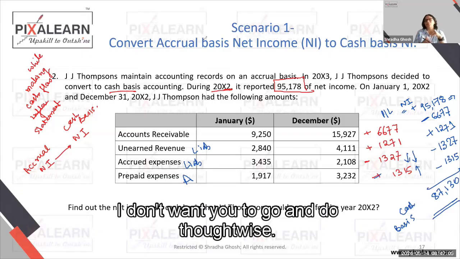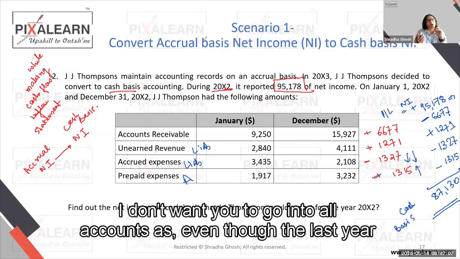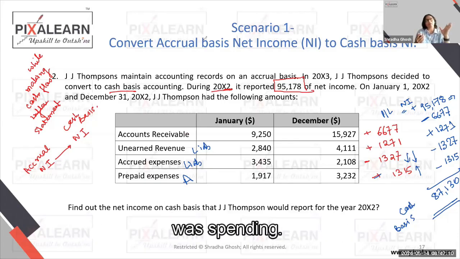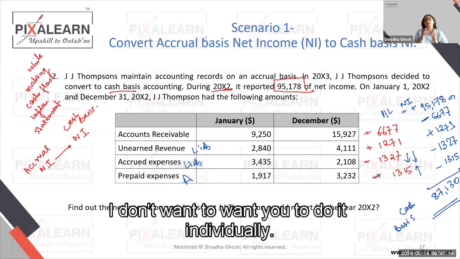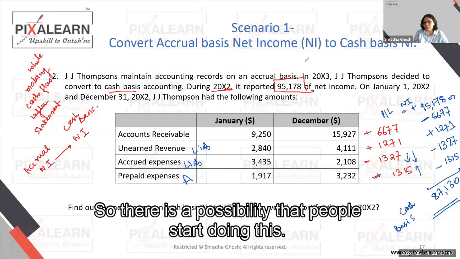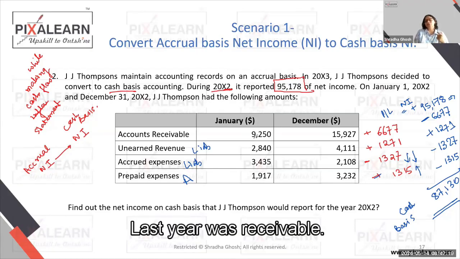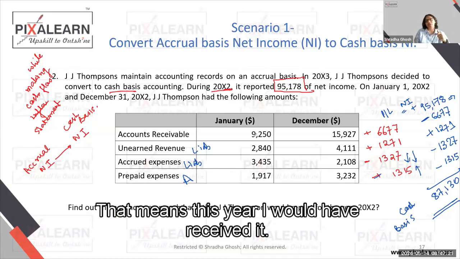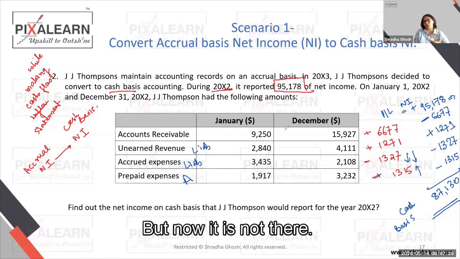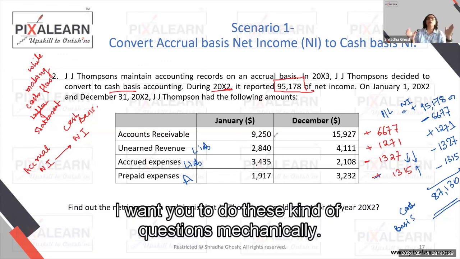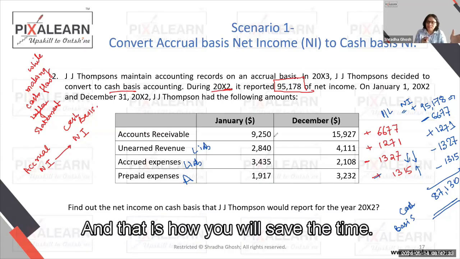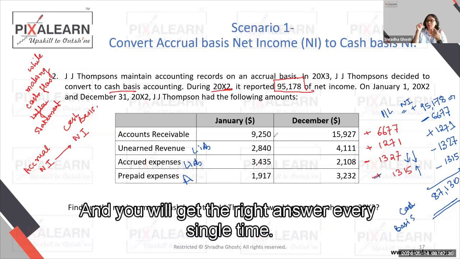I don't want you to go and think, oh, accounts receivable, last year was pending, that means this year I would have received it, so this will be minus, again this will be plus. I don't want you to do it individually. There is a possibility that people start doing this: last year was receivable, that means this year I would have received it, but now it is not there, so I will reduce this and then I will add. I don't want you to do this. I want you to do these kinds of questions mechanically, and that is how you will save the time and you will get the right answer every single time.